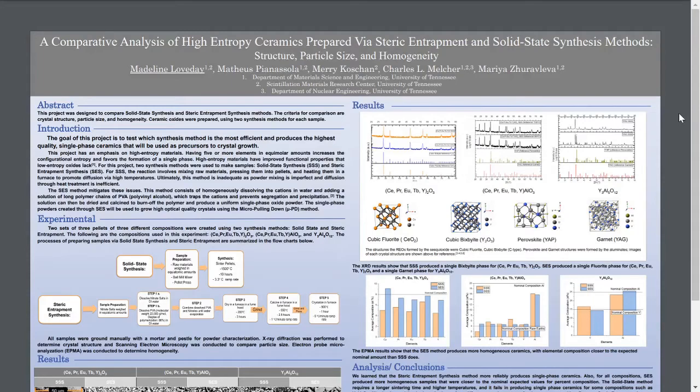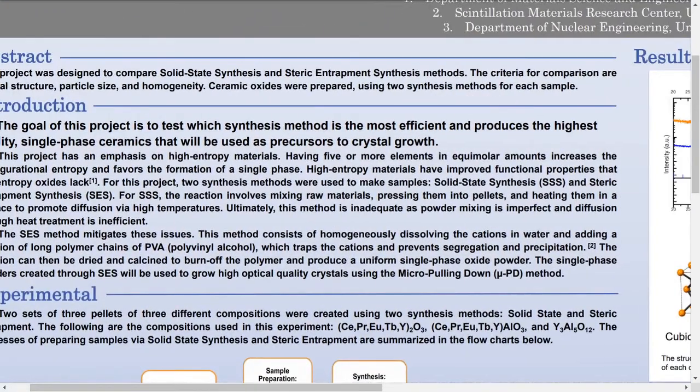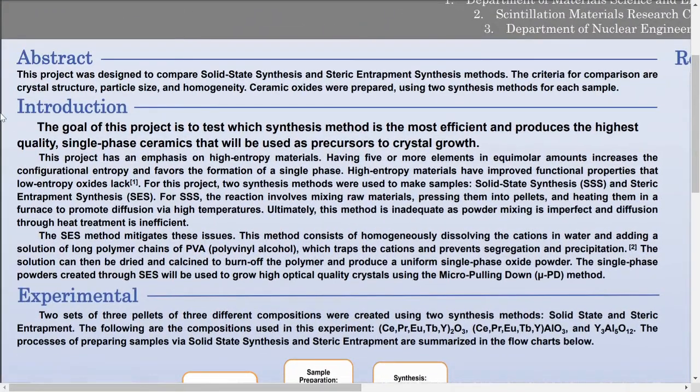Hello, I am Madeline Loveday, and this is a comparative analysis of high-entropy ceramics prepared via steric entrapment and solid-state synthesis methods. We are looking into structure, particle size, and homogeneity. I'm going to zoom in on each section so that we can follow a little easier.